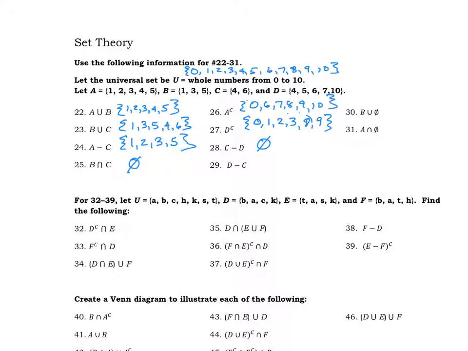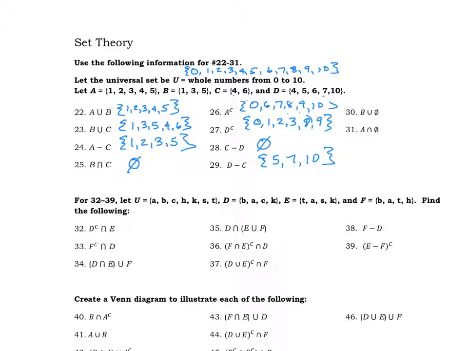Okay, then D minus C. So in this case, we're going to start with set D, and we're going to take out element 4, because that's in C, and so is 6. So what's left? 5, 7, and 10. So order matters, doesn't it? So make sure that you're careful with that.